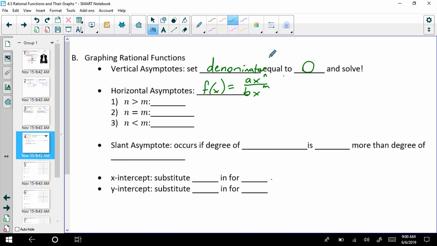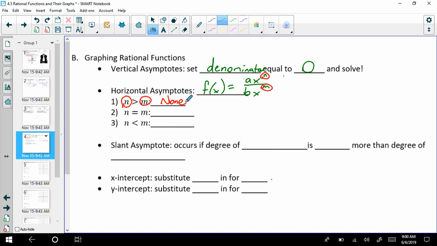Okay, so let's say we have a function in this setup: ax^n over bx^m. What I want you to think about first is what happens if the exponent up top is greater than the one on the bottom. So I'm looking at the highest exponents of each. If the highest exponent in the numerator is bigger than the one in the denominator, there will not be a horizontal asymptote.